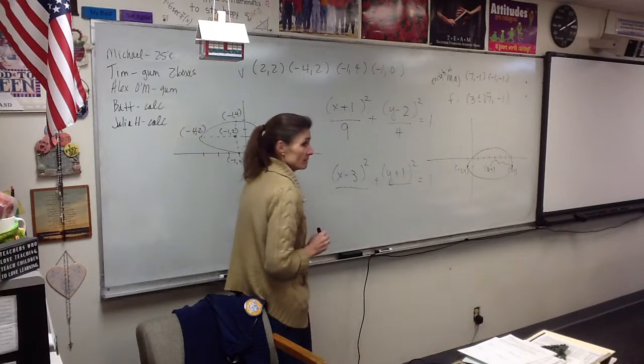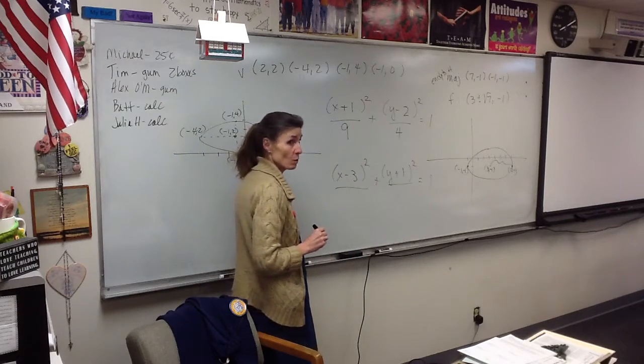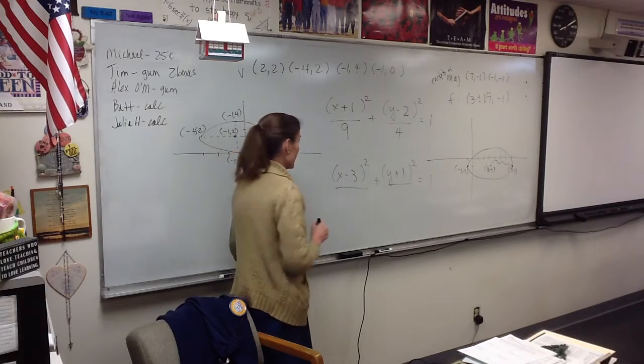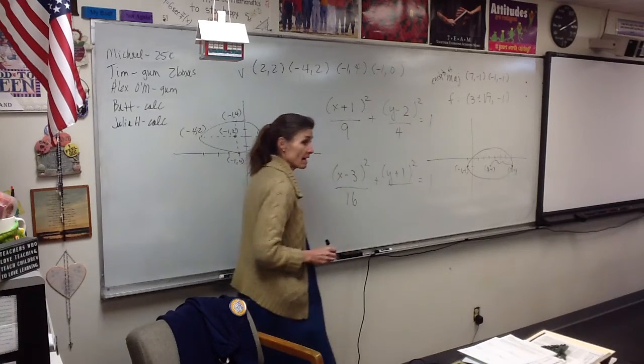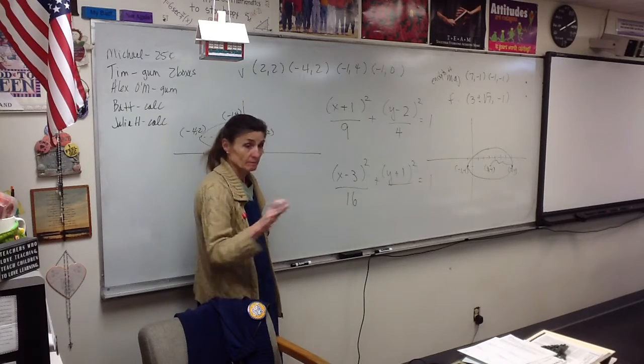Furthermore, what's that distance? 4, which means what in my equation? Under x, there's a 16. How do I know to put it under x? Because I'm going sideways.